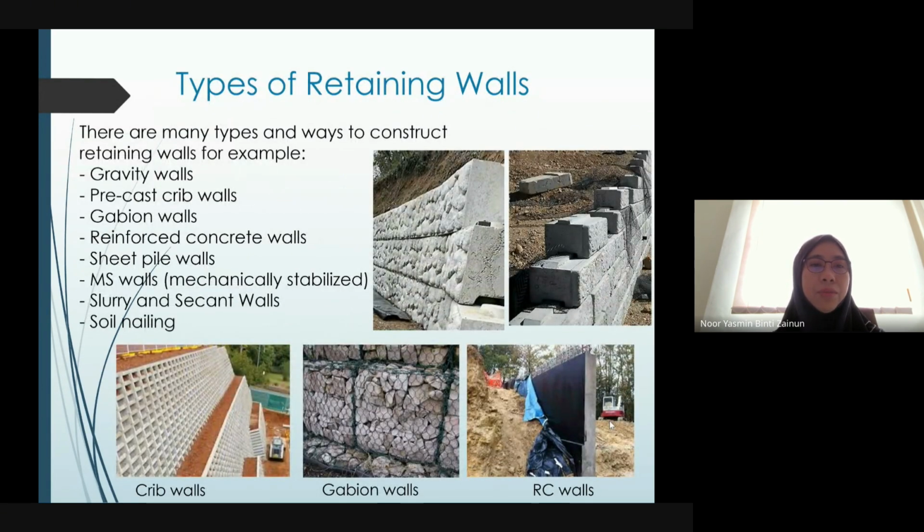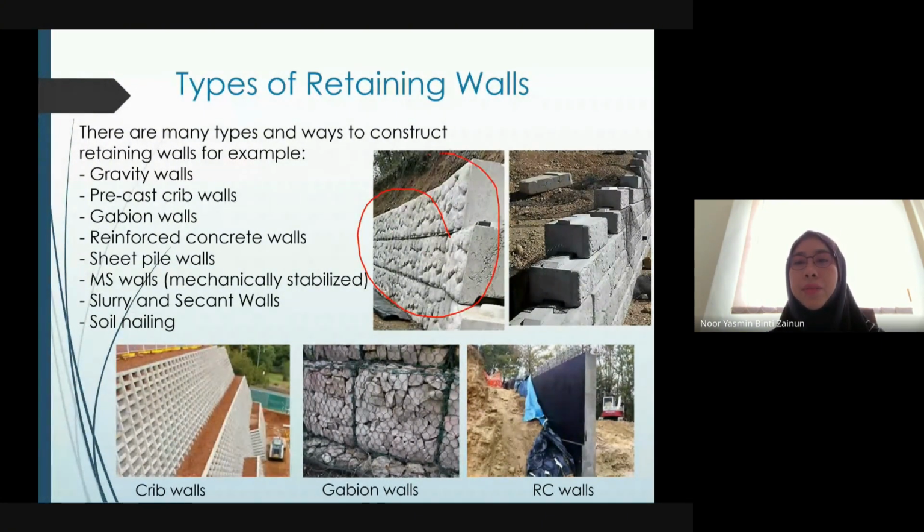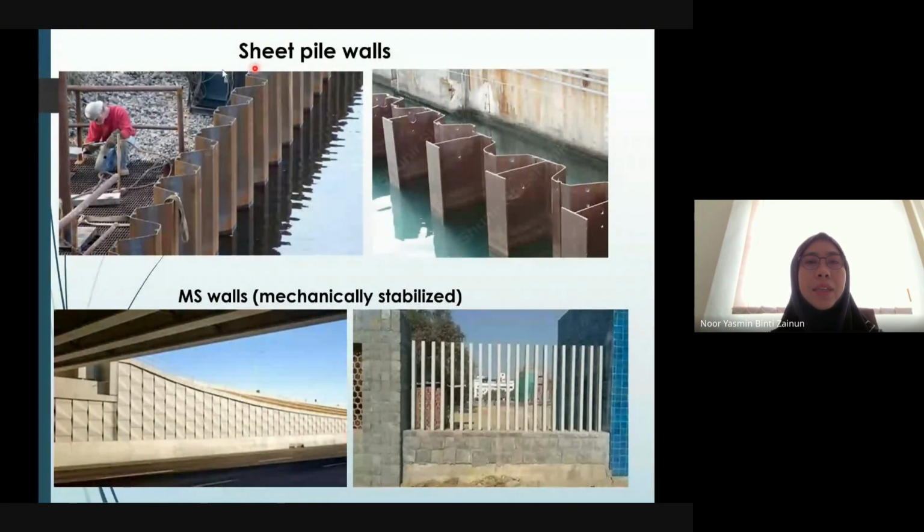And these are types of retaining wall. This is an example of a gravity wall. This is a gravity wall, okay? And this is a precast concrete wall. And this is an example of gabion walls. And this is an example of RC walls. Other than that, we also have this one. This is an example of sheet pile walls. And this is mechanically stabilized MS walls. Okay, so MS walls have different kinds of shape, any shape that is mechanically stabilized.